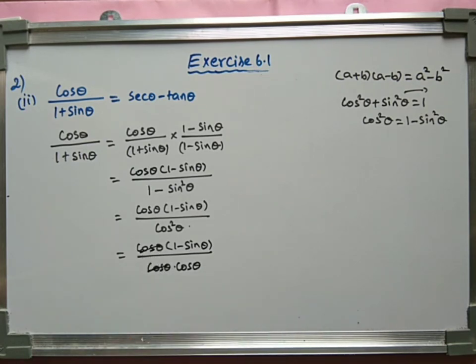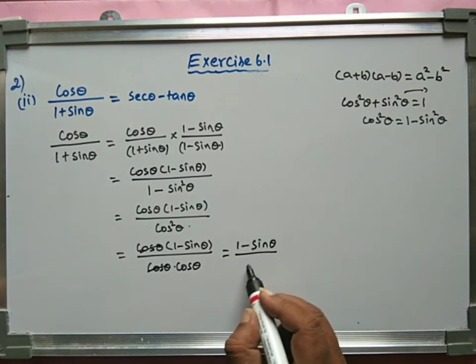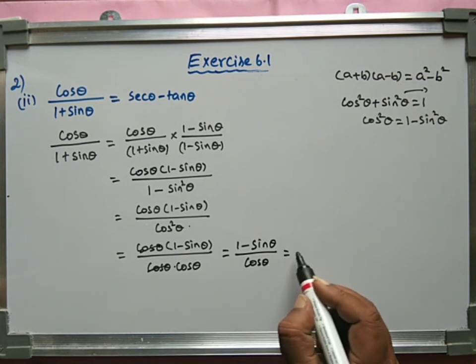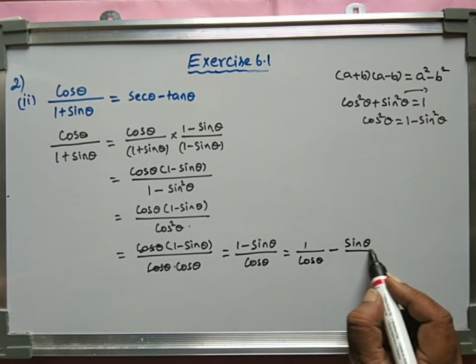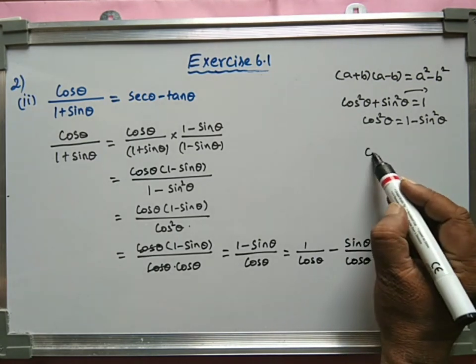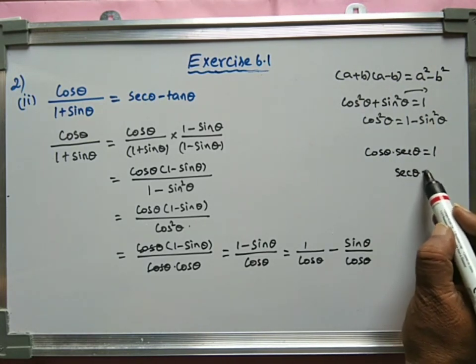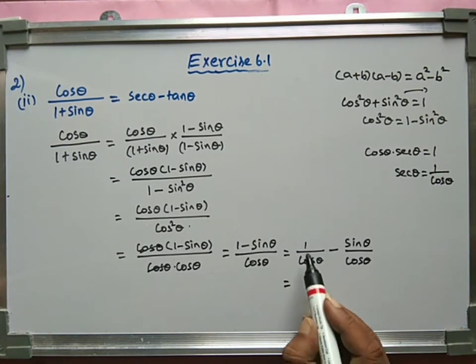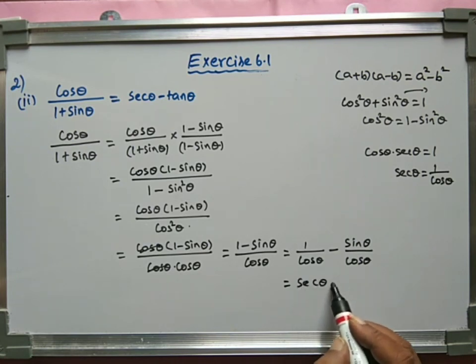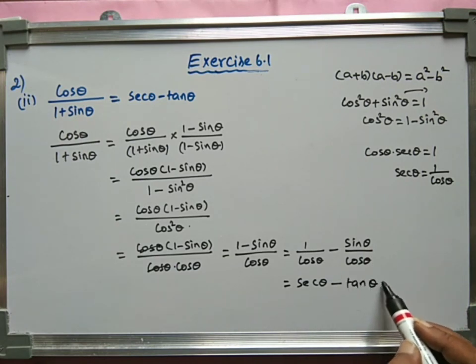Now cos theta gets cancelled, and that gives you 1 minus sin theta by cos theta, which is written as 1 by cos theta minus sin theta by cos theta. Now cos theta into secant theta equals 1. Therefore secant theta will be equal to 1 by cos theta. Therefore for 1 by cos theta we write secant theta, and we know that sin theta by cos theta is tan theta. And this is how the problem is solved.